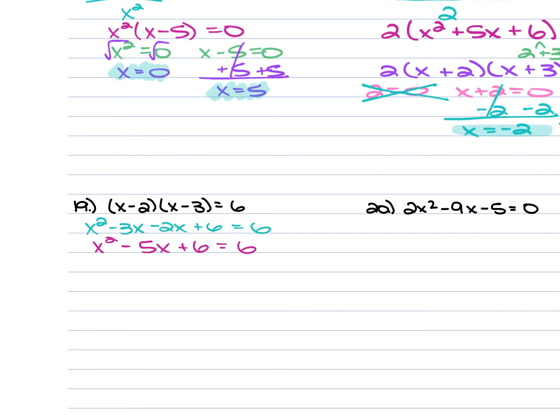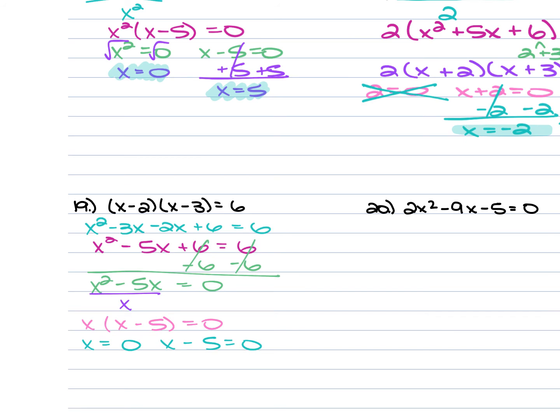Then you want to move that 6 that's by itself over, so we'll subtract it from each side. And this gives us x squared minus 5x is equal to 0. Now that this is equal to 0, you can factor the left side, which the only way that we could do that is to factor out the greatest common factor. So that'll be x, and that gives us x times x minus 5 is equal to 0. Take each part, set it equal to 0, and solve.